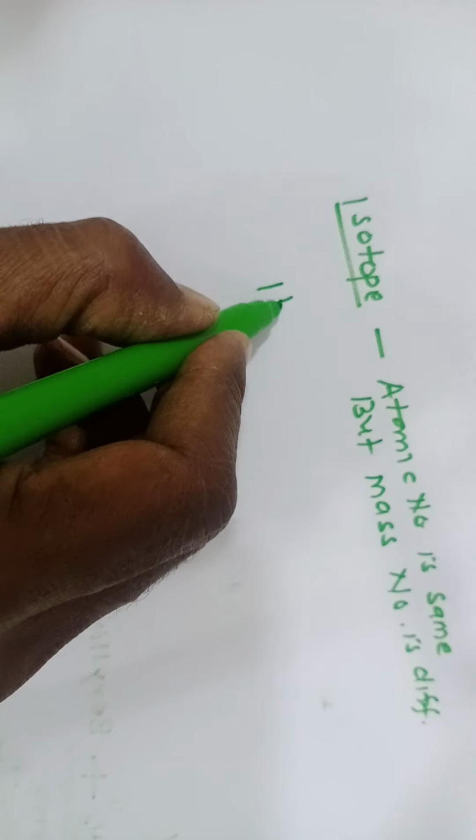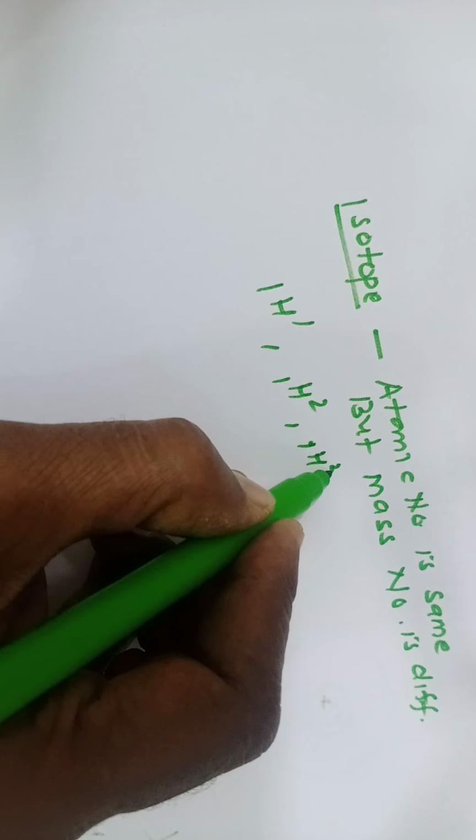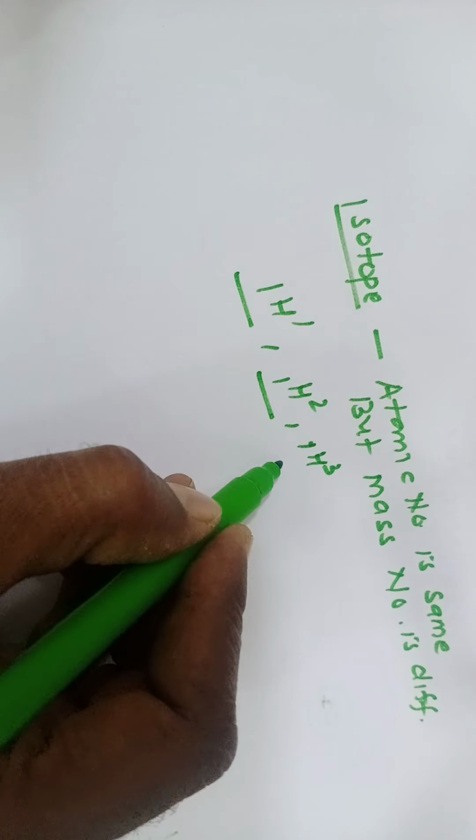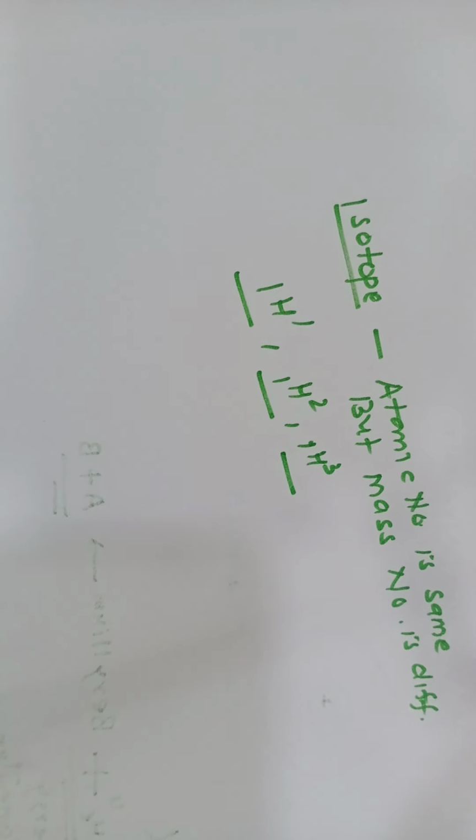And it was 1H1, 1H2, 1H3, and this is called hydrogen, this is deuterium, and this is tritium. Later on many isotopes came in.